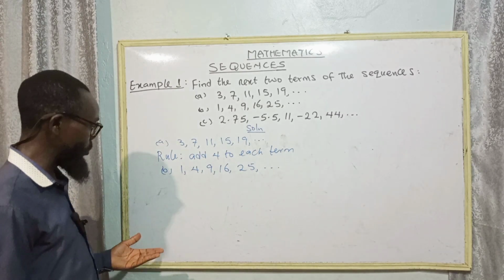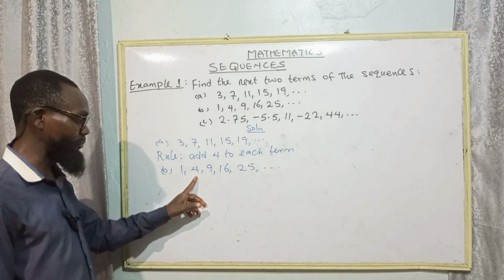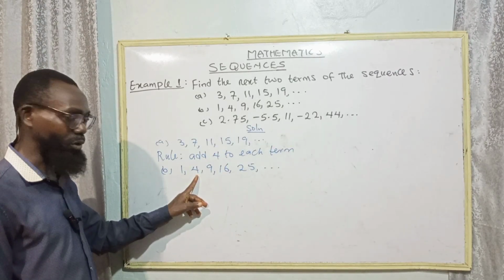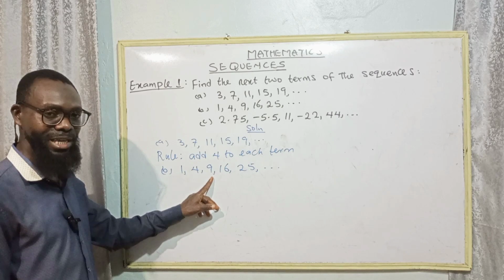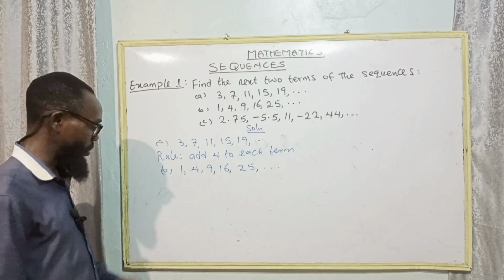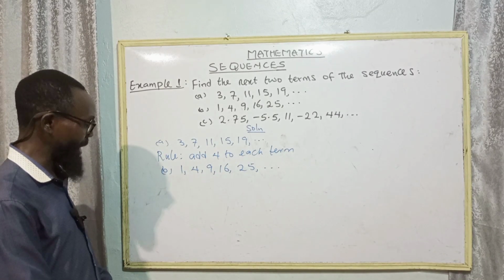If I now say 1 times 4, I will have 4. 4 times 4, I'm supposed to have 16, but I'm having 9 here. This cannot work.